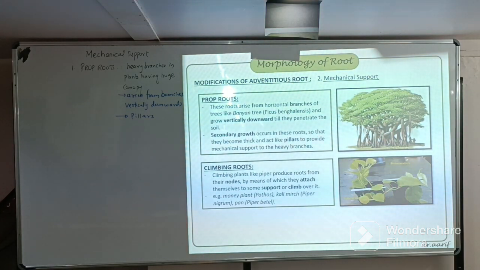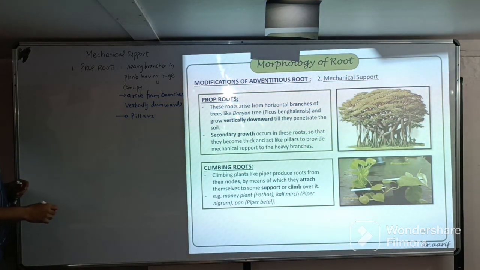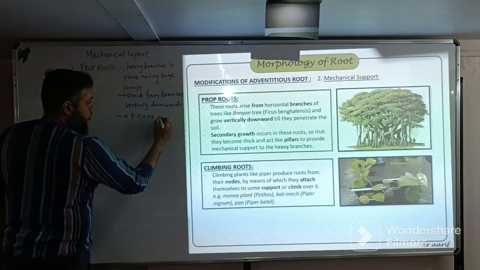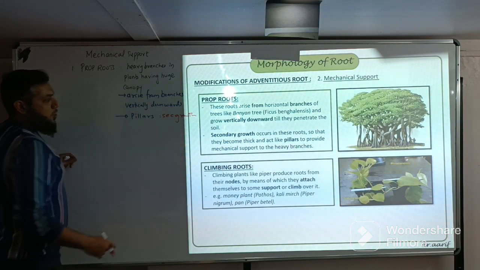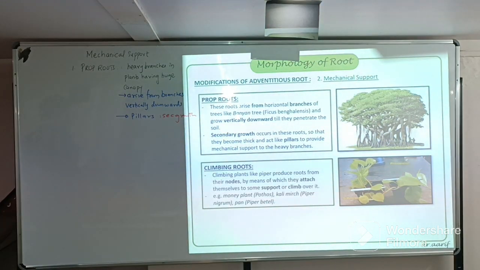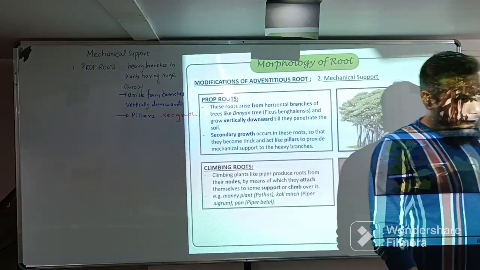Okay, everybody? And what will be the example of this plant? Yes, I have already given you the example. The example is Ficus bengalensis. One important feature is these roots also show secondary growth. That is, they show an increase in their girth, in their diameter. Clear, everybody?